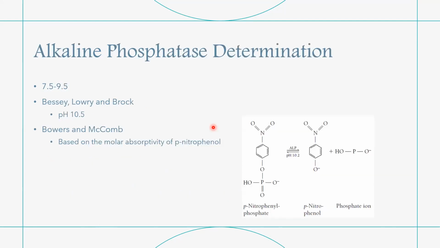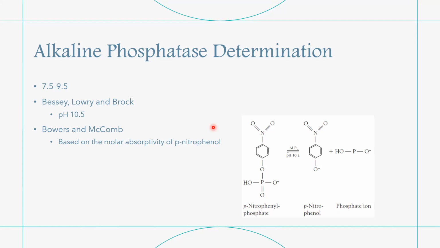And I guess this is the last. We have your alkaline phosphatase determination. What is the only difference between alkaline phosphatase and acid phosphatase? Acid phosphatase requires an acid pH, while our alkaline phosphatase requires an alkaline pH, at pH 10.5, or usually 7.5 to 9.5. 10.5 is for Bessey-Lowry and Brock.